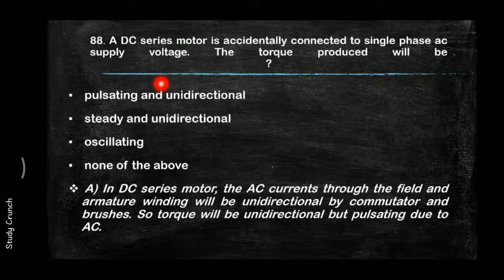Next. DC series motor is accidentally connected to a single phase AC supply voltage. So what will happen to the torque produced? So the answer will be it will be pulsating and unidirectional. As we know that in DC series motor, the AC current through the field and the armature winding will be unidirectional by the commutator and the brushes. So the torque will be unidirectional, but it will be pulsating in nature.